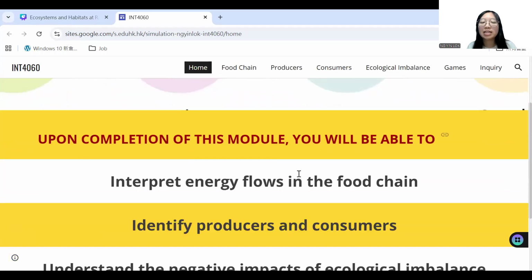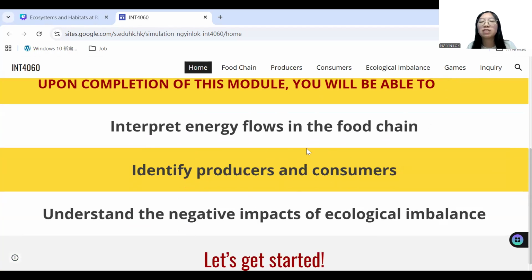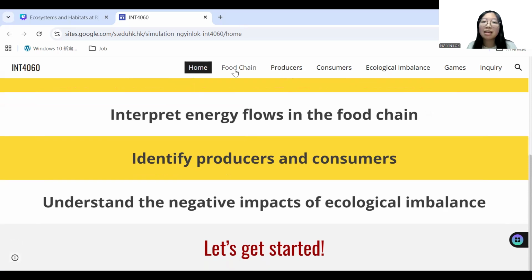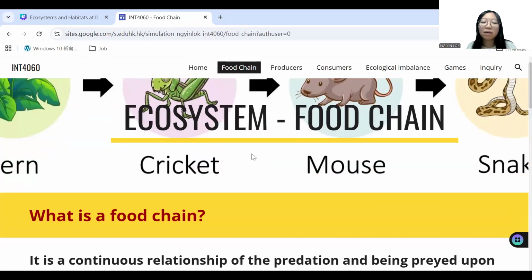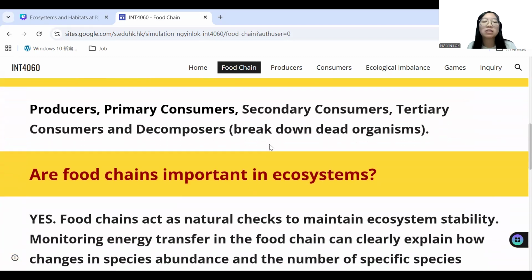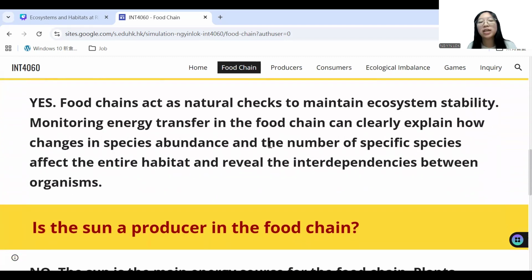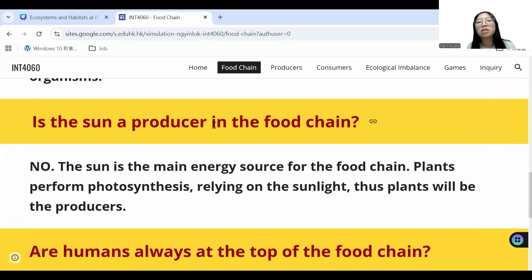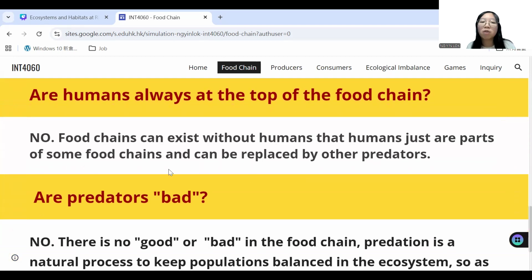First, the food chain. This is the learning objective. The students need to know what they will be able to learn after this module. Then let's start. How about the food chain? The definition of the food chain and some common misconceptions and common questions in the food chain. For example, is the sun a producer in the food chain? No, the sun is the main energy source of the food chain. Then they can ask questions.